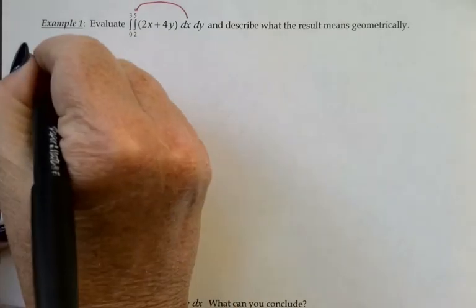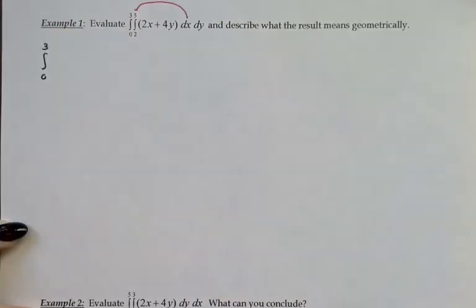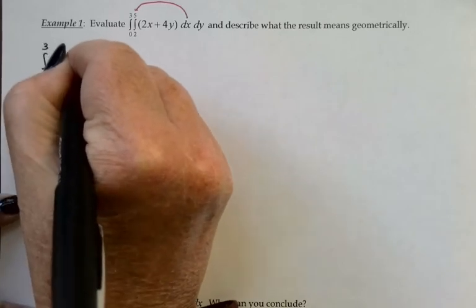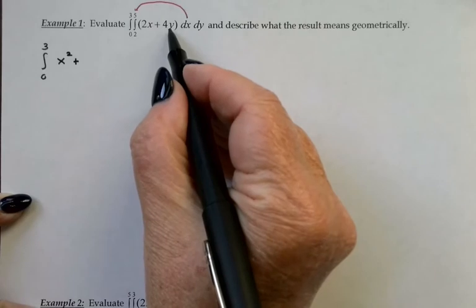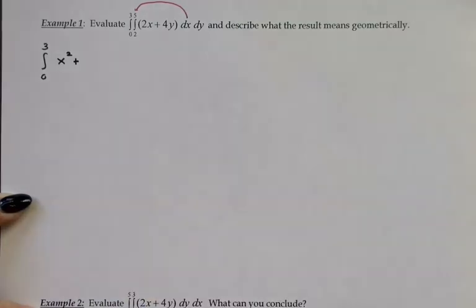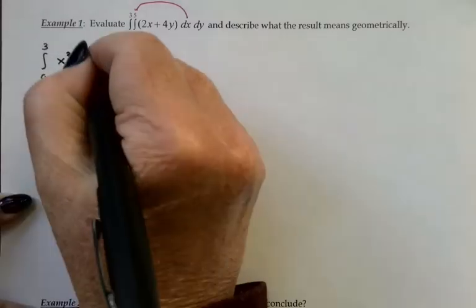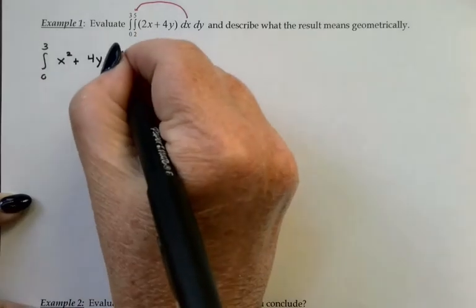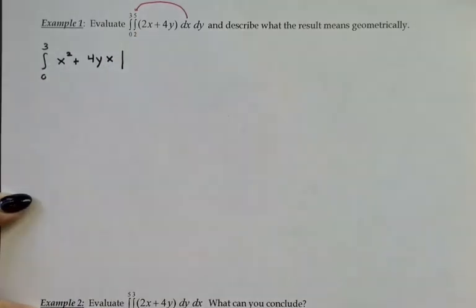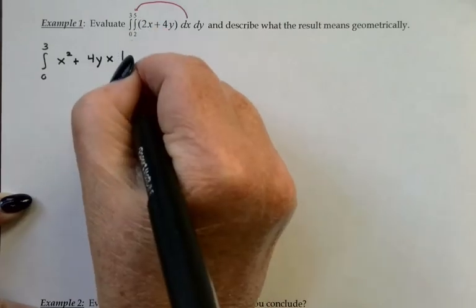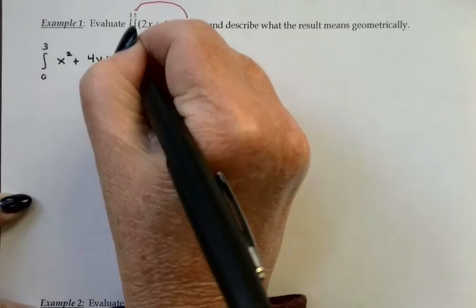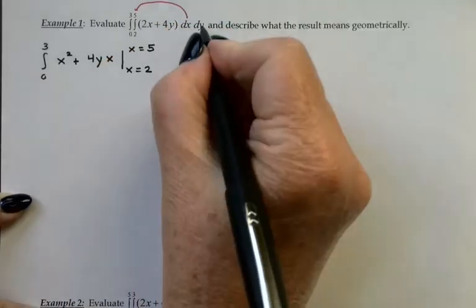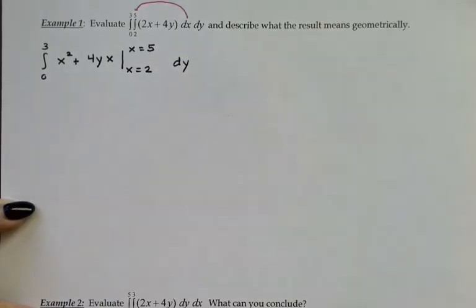So here we go. This first integral from 0 to 3, I'm just going to save that for later. And then integrating with respect to x, I would get x squared plus 4y is just a constant, and integrating a constant, we'll just get the constant times x, or in other words, 4y times x. Using my fundamental theorem of calculus, I evaluate this from 2 to 5, and those are x values. So to help me keep track, I'm going to write that goes from x equals 2 to x equals 5. And then the dy out here, again, I'm saving that for later. That comes with the second integral.